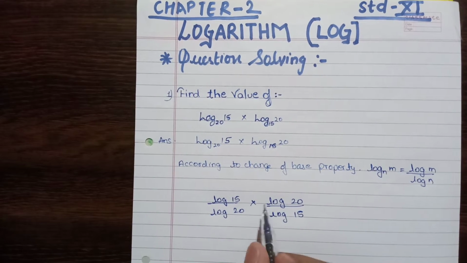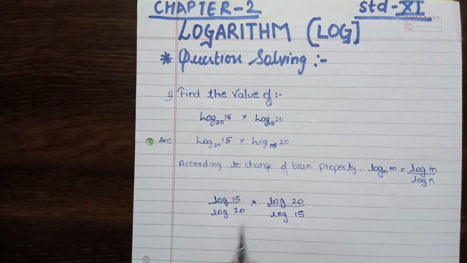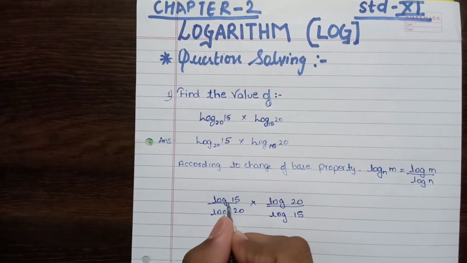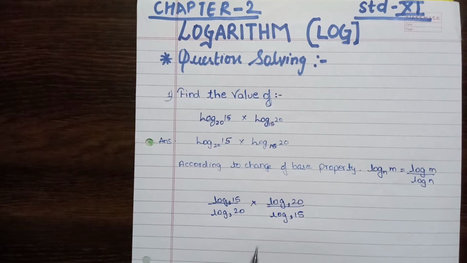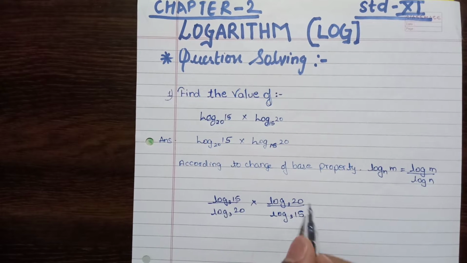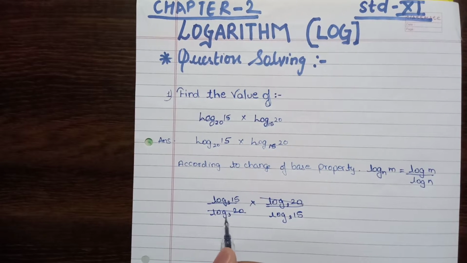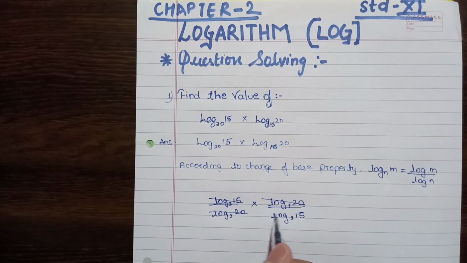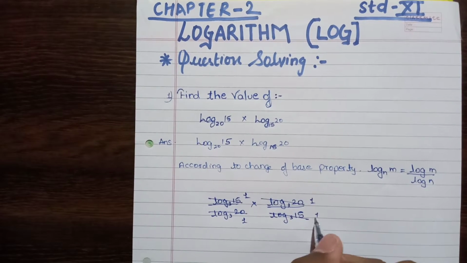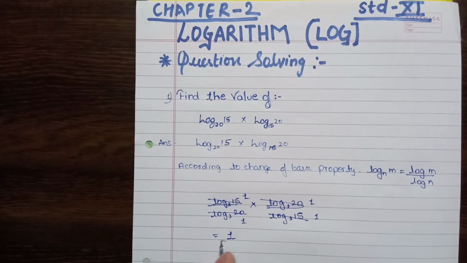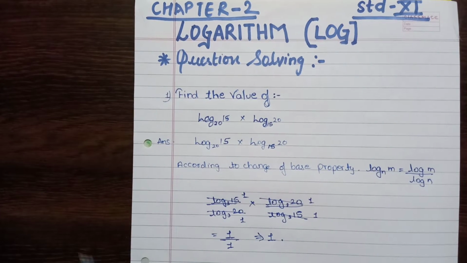So for me, I'll take the base to be 3. You can take any number for the base, from 1 to infinity. So here I'll write 3, 3, 3 and 3. See, the bases have to be equal. It's a priority. So we'll cancel them. Log 20 to the base 3 would get cancelled with log 20 to the base 3, and log 15 to the base 3 would cancel with log 15 to the base 3. So it would become 1 upon 1, and so our answer is 1. See, it was a very easy question.